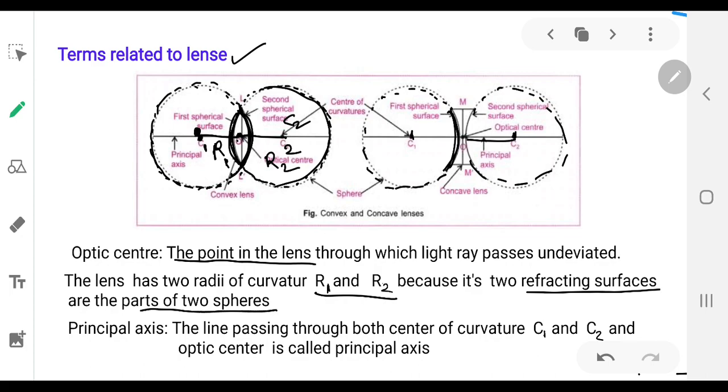Now the line joining the centers of curvature and the optic center. If you draw a line which passes through the two centers of curvature and the optic center, then that line is called the principal axis. The line passing through the centers of curvature C1 and C2 and the optic center is called the principal axis.